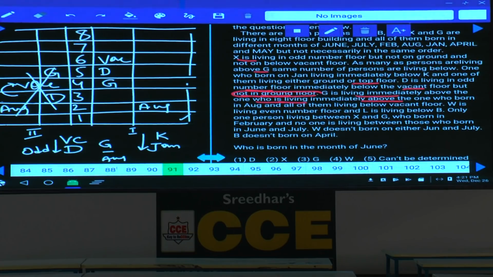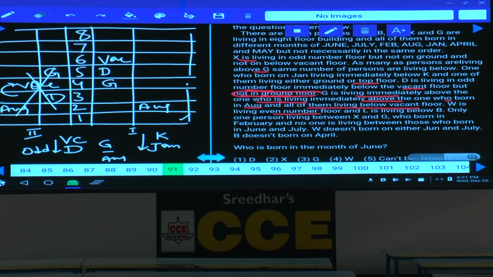As this case is completely ruled out, all these three persons are below this vacant floor. Who are those three persons? The one who was born in August, G and D, all of them below the vacant floor. Clear? Hence, all these three persons. Then, in this case, the vacant floor, D, G and August were finalized. Then K and January. Now, we need to find out K and January here.